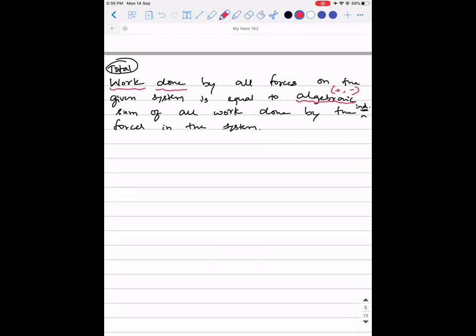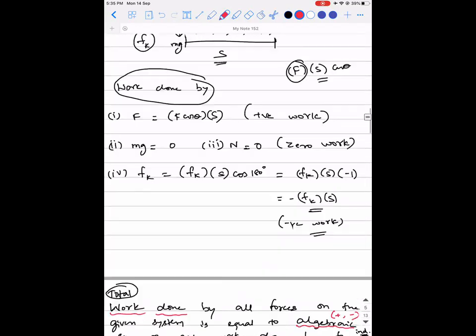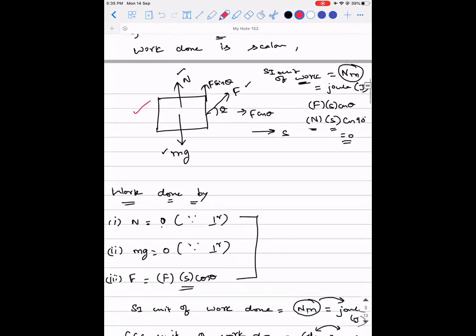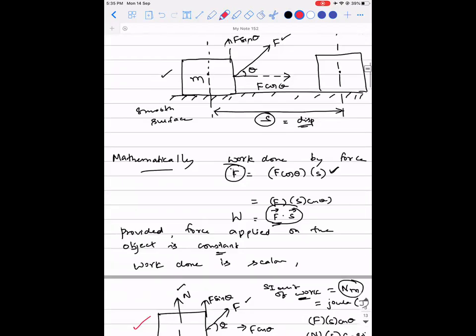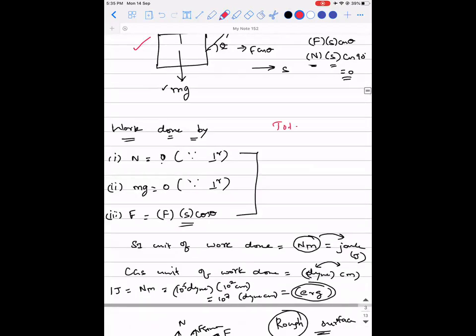Let me apply this concept. For example, if I give you this kind of scenario where a block is moved on a smooth surface, and I ask you what is the total work done, then according to the statement, what you are supposed to do is work total is equal to work done by normal plus work done by mg plus work done by F. So what is the work done by normal? 0, plus work done by mg is 0, plus what is the work done by force? F into s into constant.